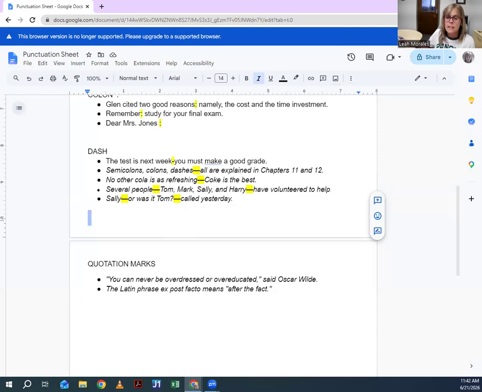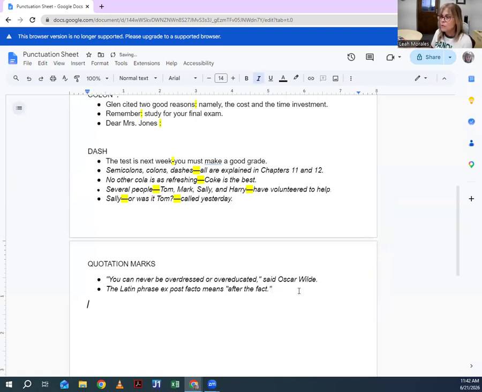Okay. Now, finally, we're going to look at quotation marks. We use them to enclose direct quotations. Like this one we see here. Open the quotation marks: "You can never be overdressed or overeducated," comma, don't forget that comma goes inside, close quotation, said Oscar Wilde. That is something Oscar Wilde said directly.